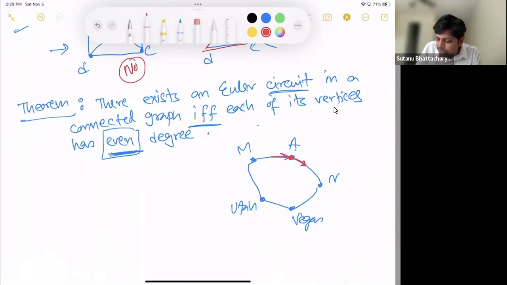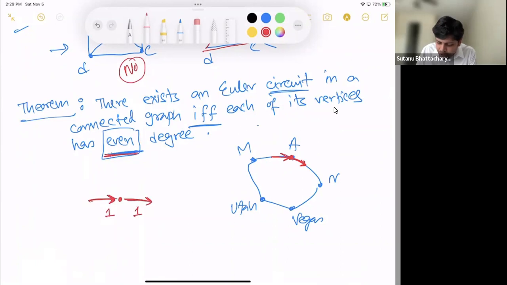Means in one path you will reach Atlanta, in a different path you will go outside Atlanta, because you cannot traverse one edge more than once. You need to traverse each edge exactly once, and it should be a circuit. So for any vertex, you will see one incident edge, one outside edge. This edge, you will reach that point, and this edge, you will go outside. This arrow will add degree 1 to this vertex. This arrow also adds degree 1 to this vertex. That's why it should be even.